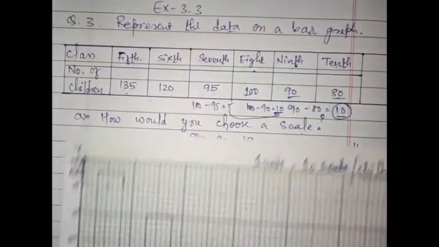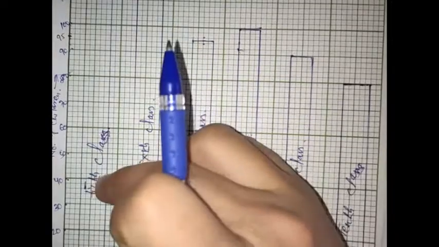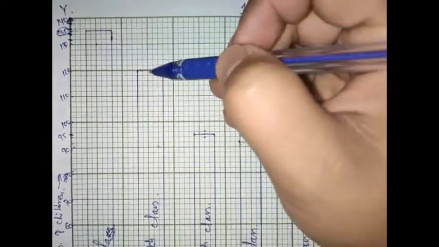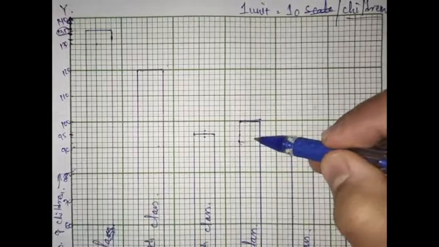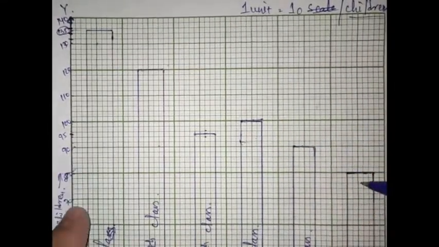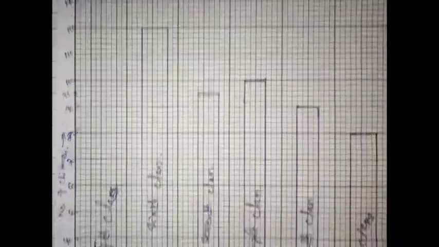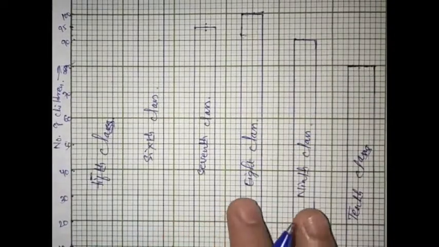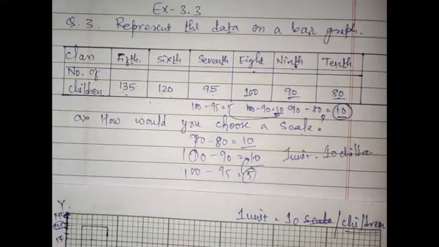So with this we are over with the making of the bar graph, in which the number of children each was representing. In 5th class it is 135, in 6th class it is 120, in 7th class it is 95, in 8th class it is 100, in 9th class it is 90, and in 10th class it is 80. So this is the easy way to make the bar graph and easy way to read out the bar graph. Okay, so let us proceed to the next question.